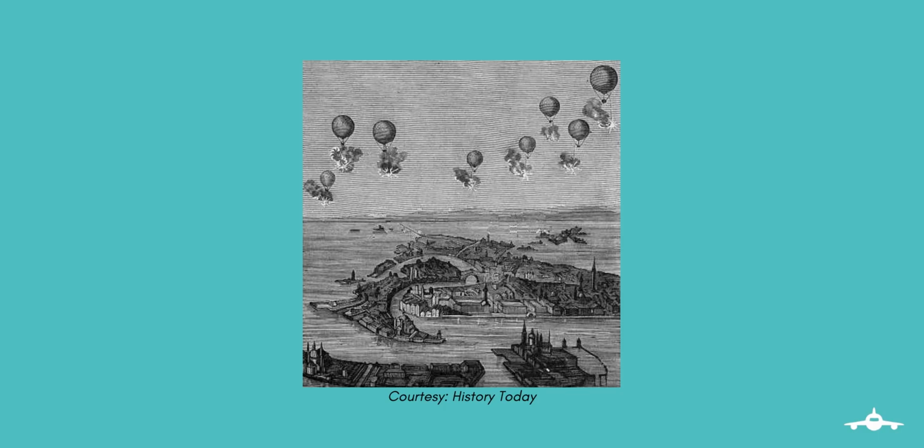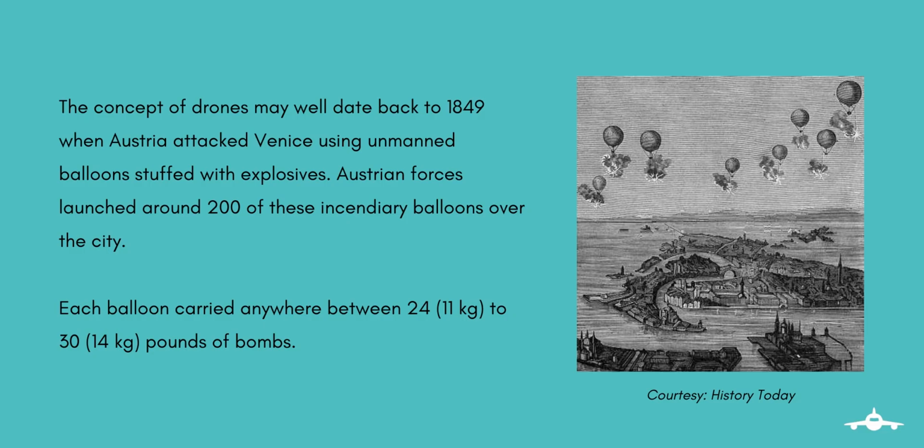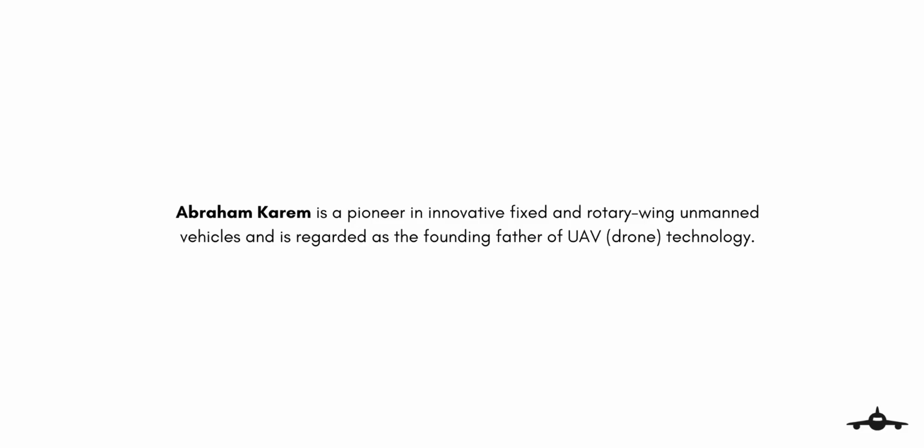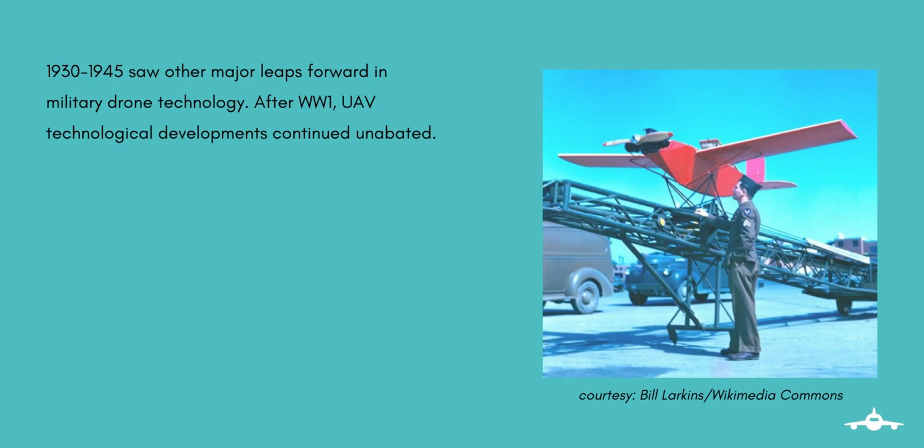Many traces of the history of drones are found in 1849 Italy, where Venice was fighting for its independence from Austria. Austrian soldiers attacked Venice with hot air, hydrogen or helium-filled balloons equipped with bombs. Abraham Karem is a pioneer in innovative fixed and rotary wing unmanned vehicles and is regarded as the founding father of UAV technology. The earliest recorded use of an unmanned aerial vehicle for war fighting occurred in July 1849, serving as a balloon carrier in the first offensive use of air power in naval aviation.